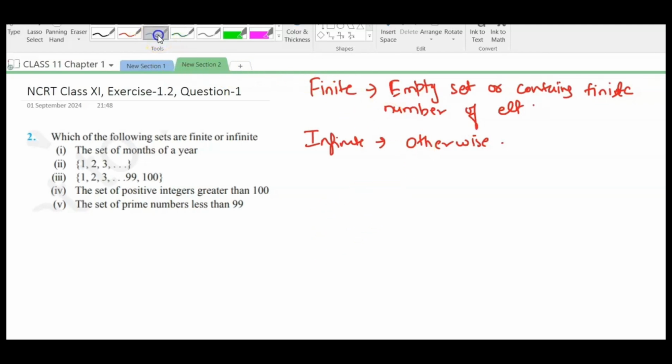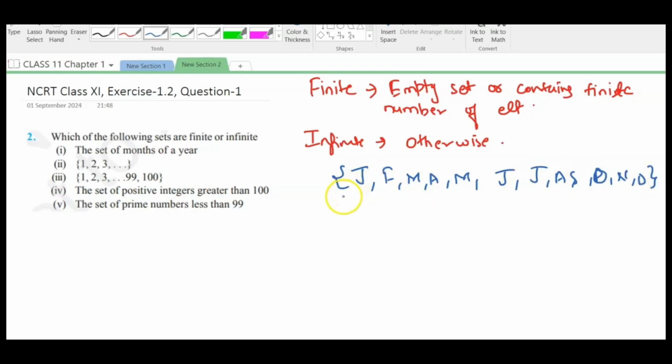The set of months of a year. So we know the set of months of the year. It is January, February, March, April, May, June, July, August, September, October, November, December. We just need to tell if these sets are finite or not. So we don't even need to write this, but we know that there are 12 elements in this set. Since the number of elements in this set is 12, which is a finite number, this is a finite set.